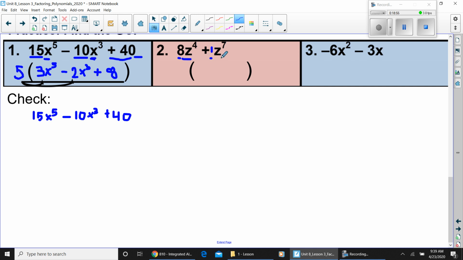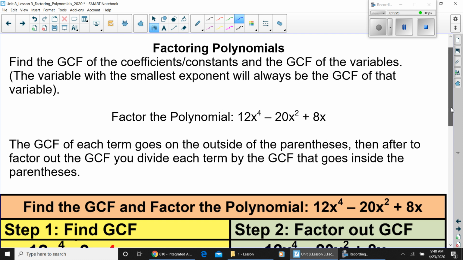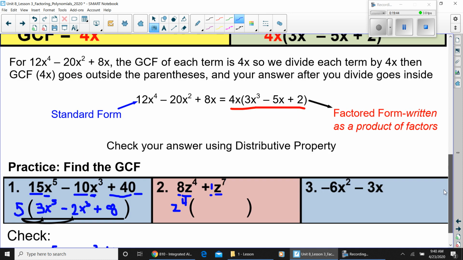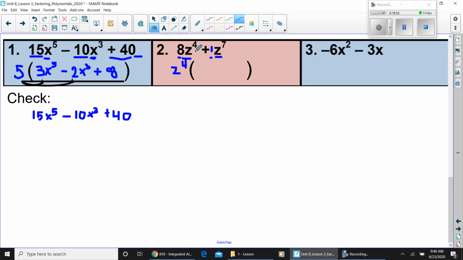But what about the z to the fourth and the z to the seventh? What is the greatest common factor of z to the fourth and z to the seventh? It is z to the fourth. If I could just go back to the other page for a second. Remember it says the variable with the smallest exponent will always be the greatest common factor of that variable. So the variable with the smallest exponent, z to the fourth, is the greatest common factor.